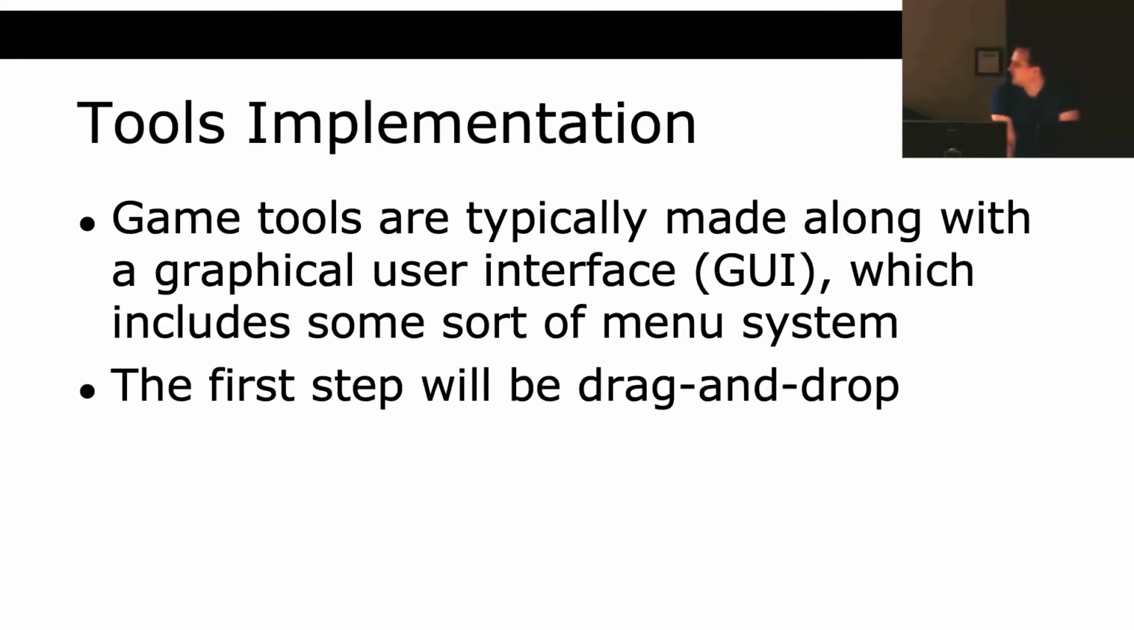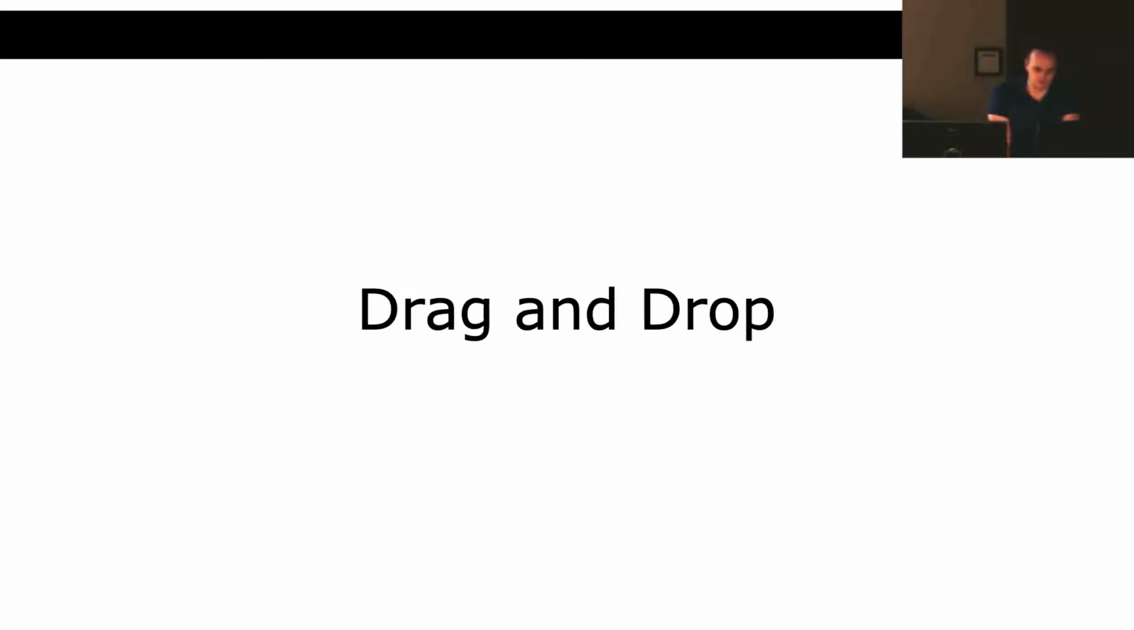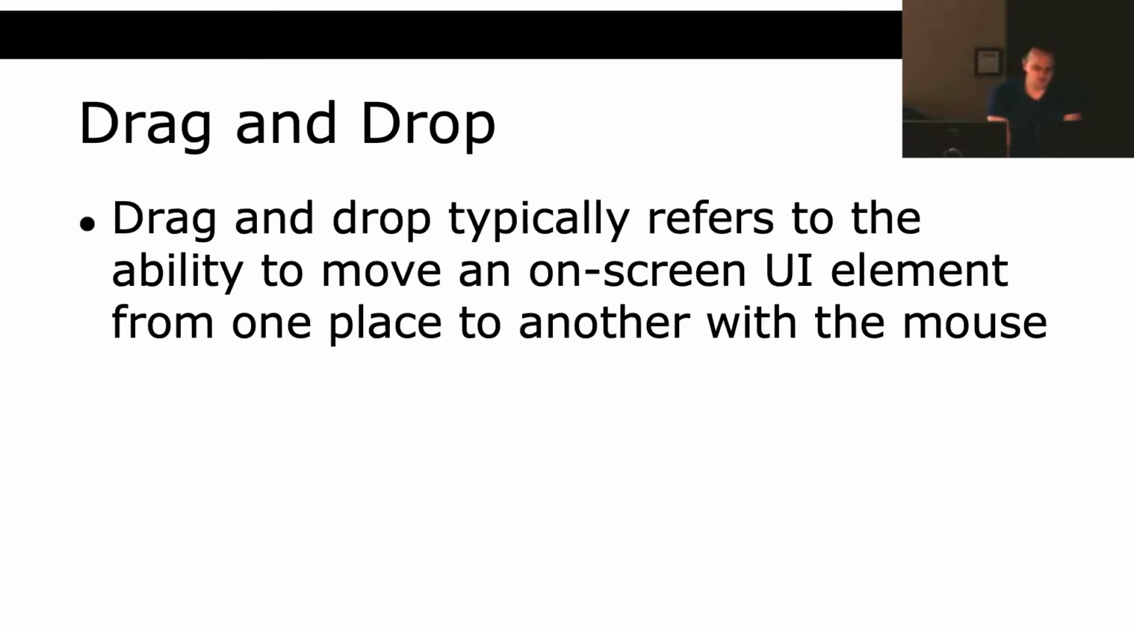So the first step, typically, to implementing good functionality inside a user interface system is this idea of dragging and dropping stuff around, right? Like using the mouse to position things. Drag and drop typically refers to the ability to move some on-screen UI element from one place to another. Imagine Photoshop without drag and drop. How would you actually use the keyboard to modify that, right?